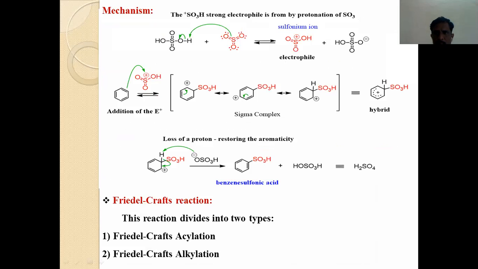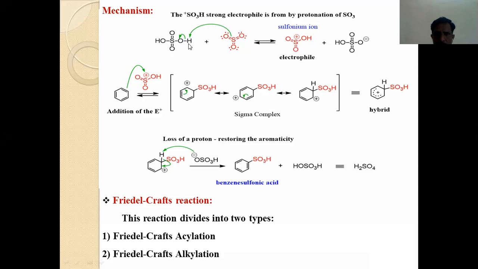Now, how does the mechanism take place during the sulfonation reaction? Many times this is asked as a long answer question: discuss the mechanism of the sulfonation reaction. In the first step, there is a reaction between sulfuric acid and sulfur trioxide. This is H2SO4; I have written H2SO4 in a different fashion, so don't get confused. Now when we mix this H2SO4 with sulfur trioxide, what happens?